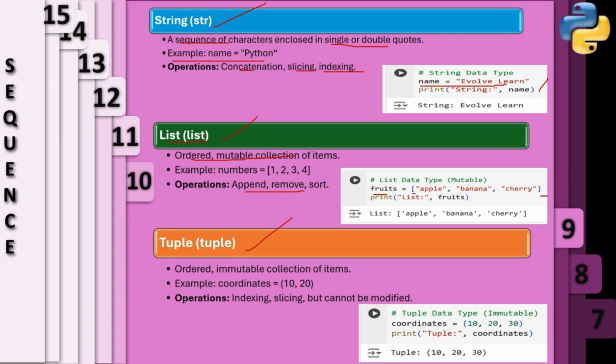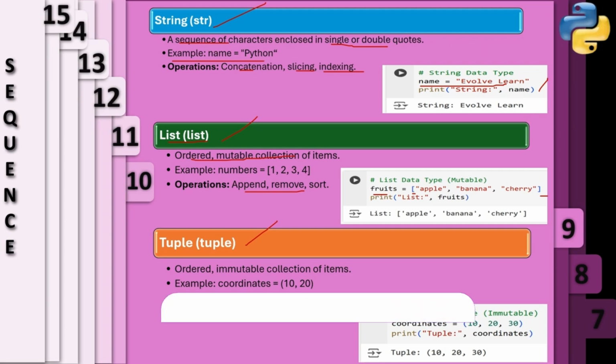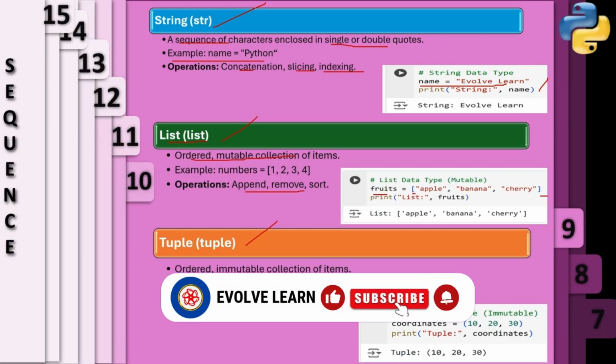It is very important to learn about lists because of their flexibility and ease of use. Advancing to tuples. Tuples are ordered and immutable, unlike lists, which means once they are created, they cannot be modified. Tuples are defined by enclosing the elements in parentheses.